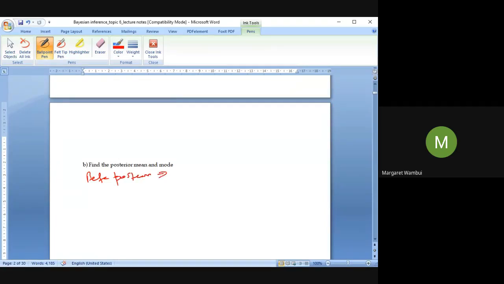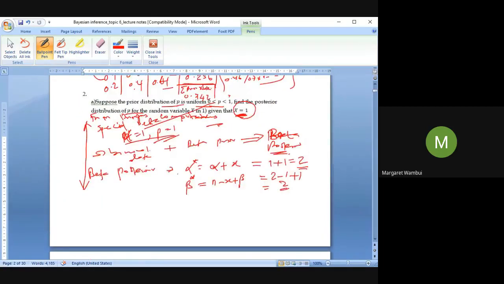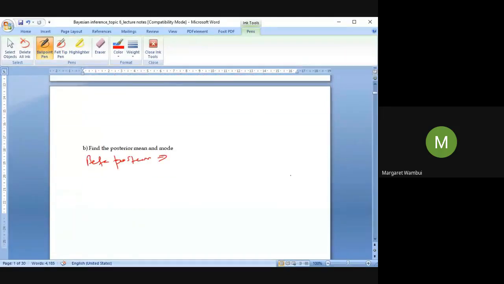That is what we are making use of. And our beta posterior has the parameters, that is the general one, alpha plus x and beta. So we have our alpha star is equal to alpha plus x, and our beta star is equal to n minus x plus beta.